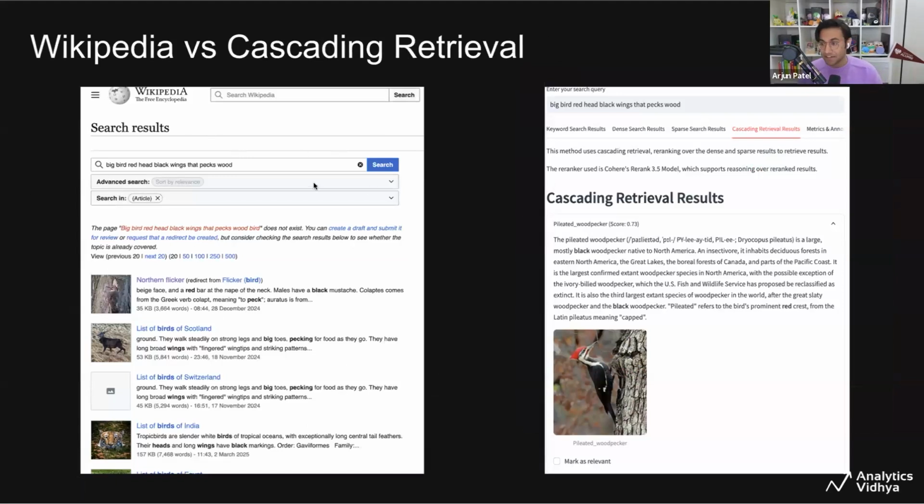And in fact, there's no page that exists that has this keyword query at all in the first place. However, if we implement some more clever techniques using things like re-ranking, dense models, sparse models, and a little bit of data cleaning, we can get exactly the bird that we were looking for back using the same exact query. The difference between this left screenshot and the right screenshot is going to be what you're going to learn today, which is to say the difference between traditional keyword search and advanced forms of retrieval like cascading retrieval.